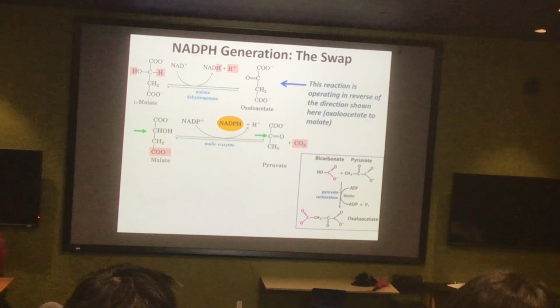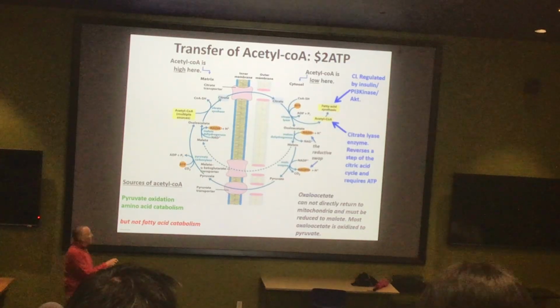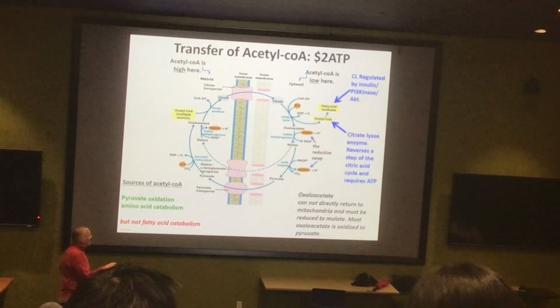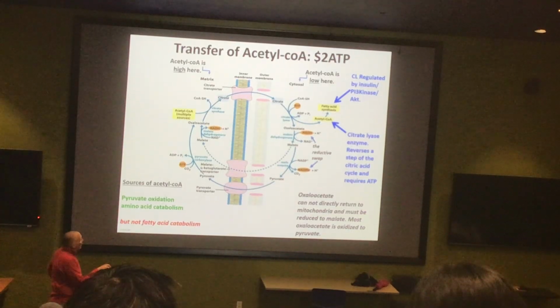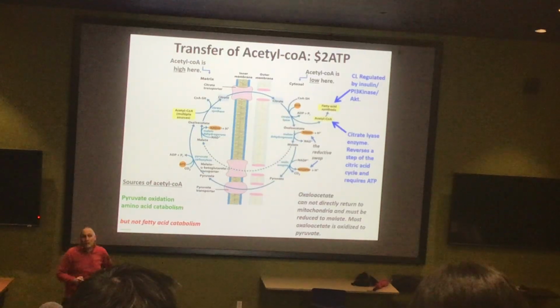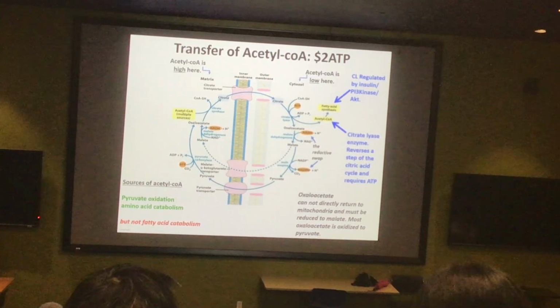Rather than send it back in the reduced form, which really isn't necessary, this series of reactions here are moving electrons from NADH to NADPH, and this is where we're going to get the remainder of the electrons that we need for lipid metabolism.